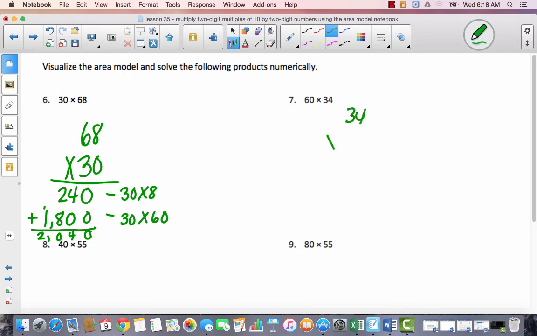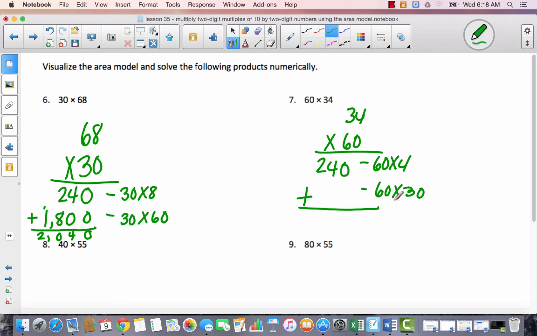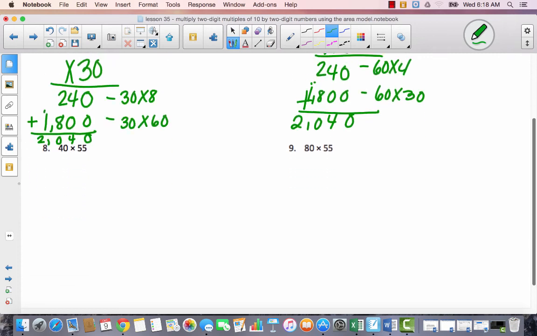34 times 60. Okay, so that is 60 times 4 and 60 times 30. Why don't you see if you can finish this by yourself and then come back and check. All right, so 60 times 4 is 240. 60 times 30 is 1,800. Now we're going to add 0, 4, 10, and we get 2,040. Same answer as we got for the other one, just different numbers. All right, so let's scroll down a little bit here so that we have some room to do the bottom.